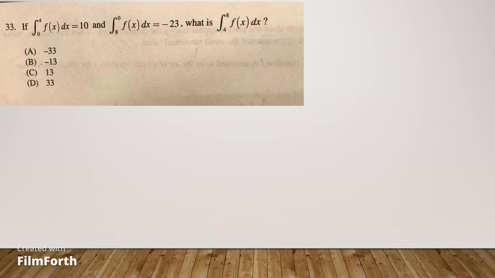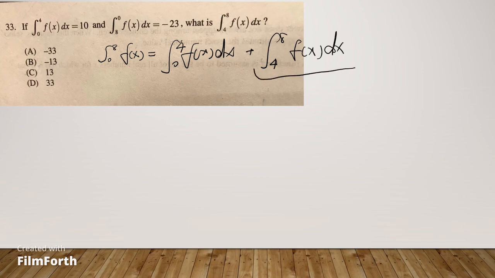We can use the fundamental theorem of calculus for integrals to find this. So, as we know, the integral from 0 to 8 of f of x equals the integral from 0 to 4 plus the integral from 4 to 8. It's like just breaking the integration into two parts. So here we can see that the integral from 4 to 8 is what we need to evaluate. But we need to find the value of the other two.